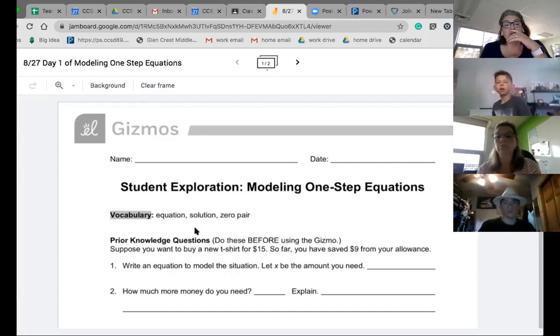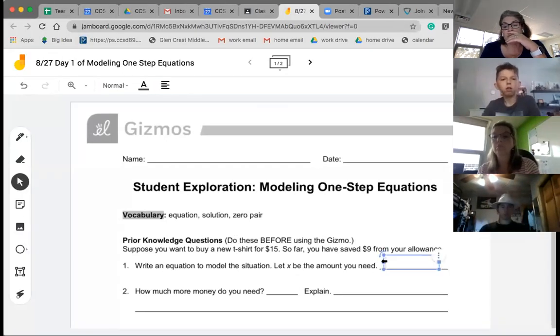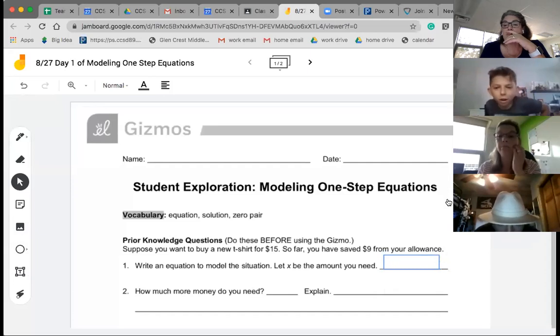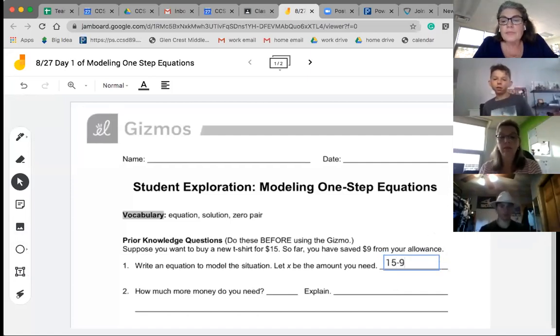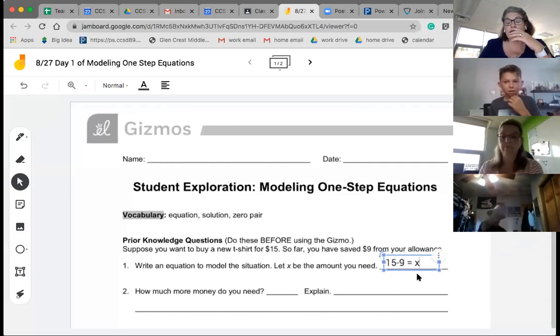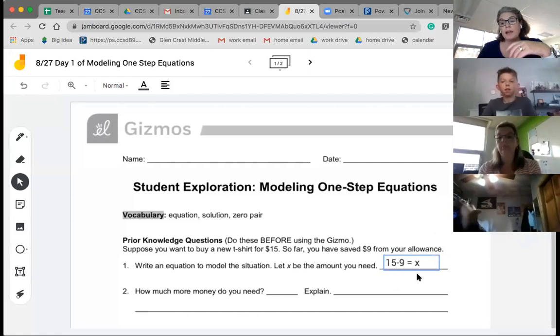So does anybody want to give it to me orally? Just give me orally what the answer would be. Matt? I think Matt's raising his hand. Yeah, Matt. 15 minus 9 equals X. Nice job. That's one of them. 15 minus 9 equals X. The amount it costs minus what I have saved is what I need.